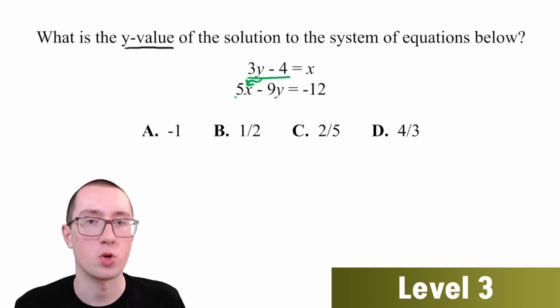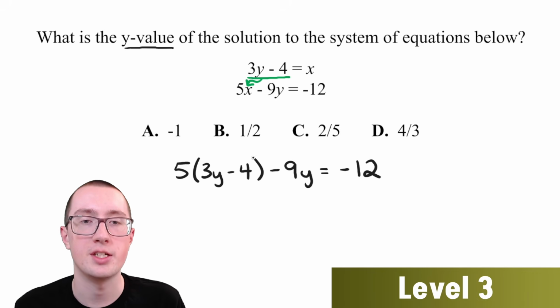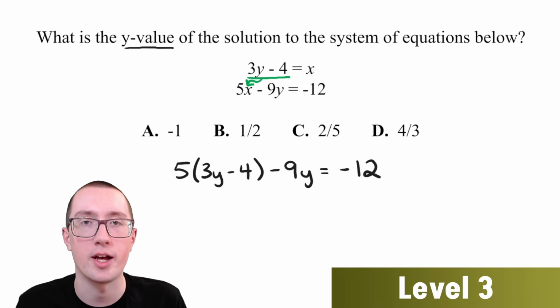And if we do that, then we're going to completely get rid of x in this equation and we only have y. So I'm going to rewrite this second equation, but instead of x, I'm going to write 3y minus 4 because it's the same thing as x. And you'll see now that all we have in this equation is the letter y. We don't have the letter x. So now we just need to get y by itself.